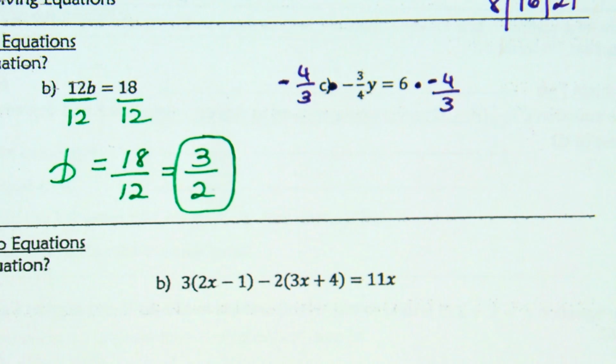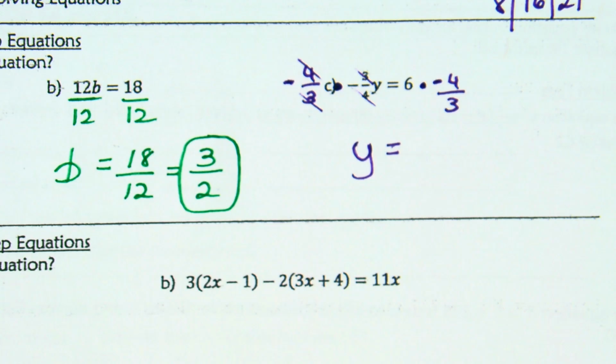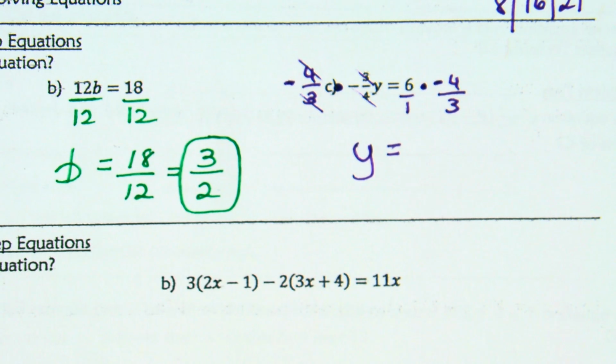But if we multiply by the reciprocal, the 4 on top cancels with the 4 on bottom. The 3 on top cancels with the 3 on bottom. A negative times a negative is a positive. On the right, write 6 as a fraction. What is 6? 6 over 1. Now, some of you are just going to multiply on me and tell me negative 24 over 3, which reduces to negative 8.